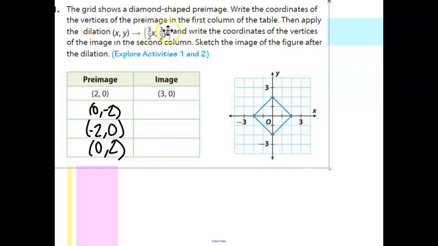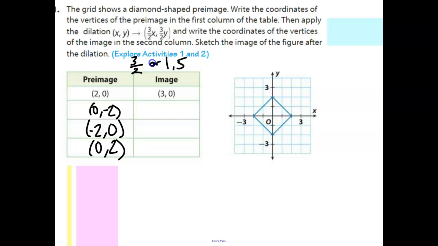I can tell by looking at my rule that my scale factor must be 3 over 2, which is also 1.5. So here's my PI chart, my little T-chart. I'm going to put my pre-image on one side, copy them all down, and then multiply by 3 over 2, or 1.5, to get my image over here.